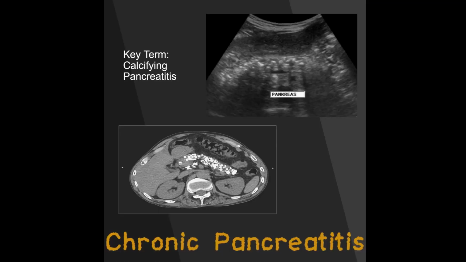A subset of chronic pancreatitis is calcifying pancreatitis. On CT, these show up as bright echogenicities throughout the pancreas. We can see these on ultrasound as well. Again, there will be bright echogenicities with some shadowing behind them. So calcified portions within a pancreas are a definite indication for chronic pancreatitis.